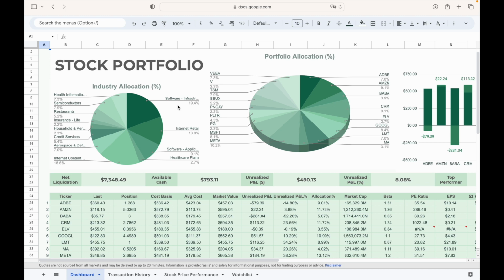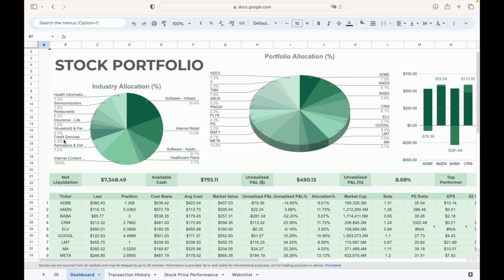The remaining stocks are spread across various industries, including 13% in internet retail, 9.1% in software application, 2.7% in healthcare plan, 7.3% in health information and services, 7.9% in semiconductors, 5.2% in restaurant, 2.2% in insurance and life, 2.3% in household and personal product, 5.4% in credit services, and 7% in aerospace and defense.